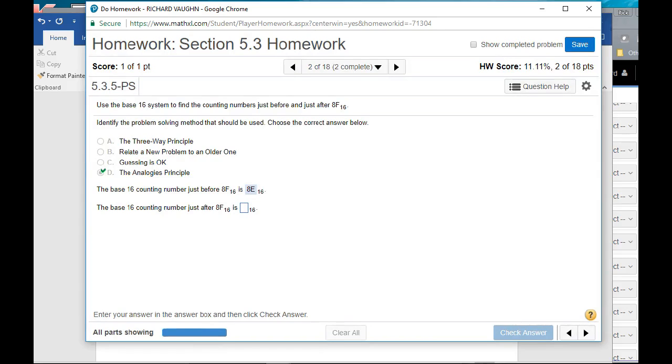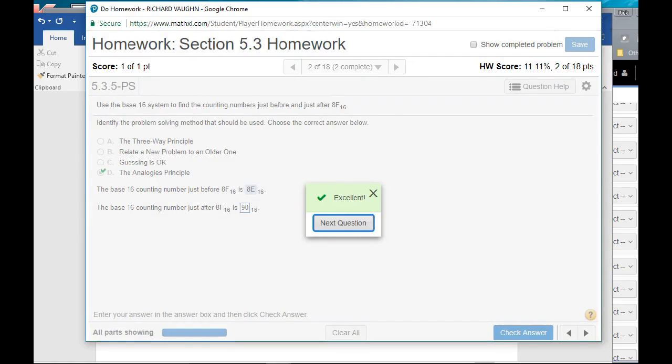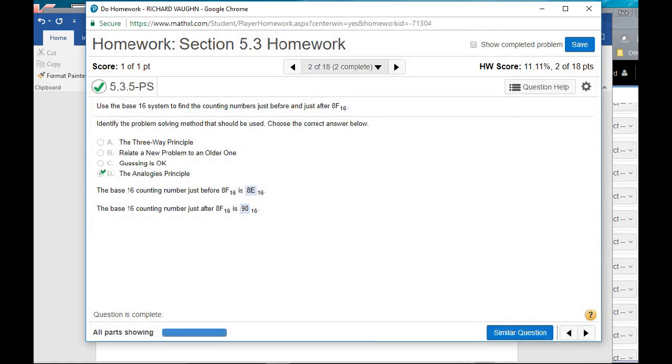And now when we go after that F, which represents 15 in base 16, that's going to become a 16, and then we'll carry over to get the 9 again. Sometimes when you do this problem, you'll have the borrowing process, which is just trading in one of these for 16 of those. Some iterations of the question will actually ask you to do that.